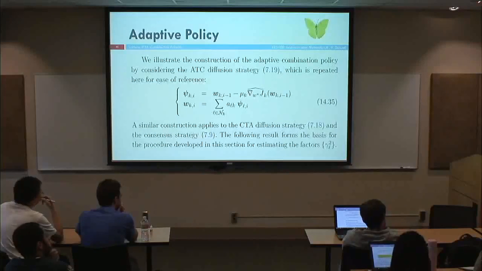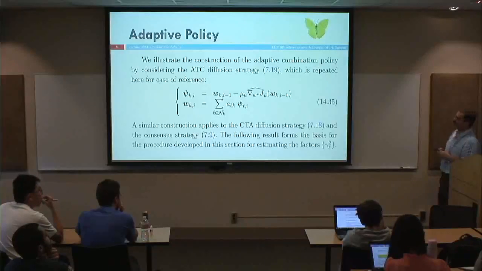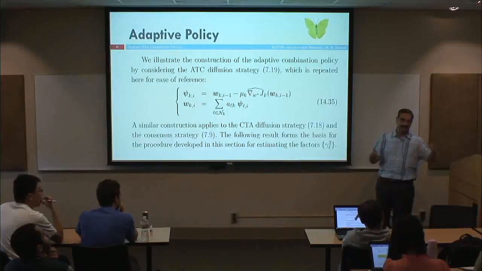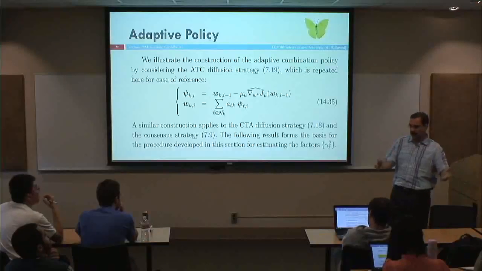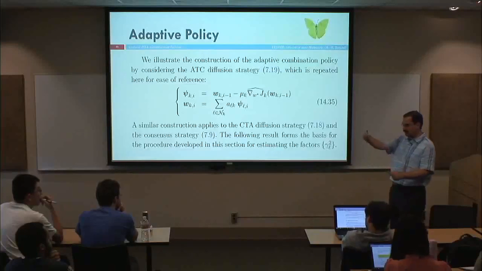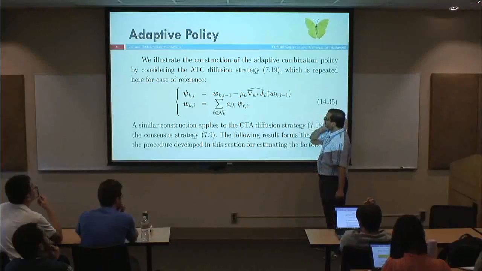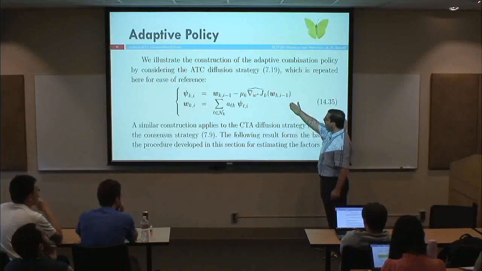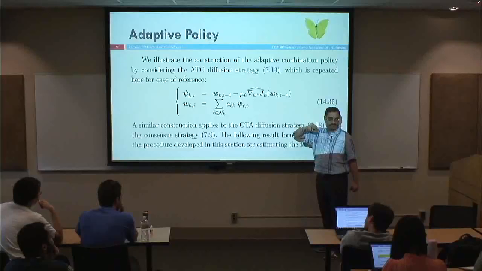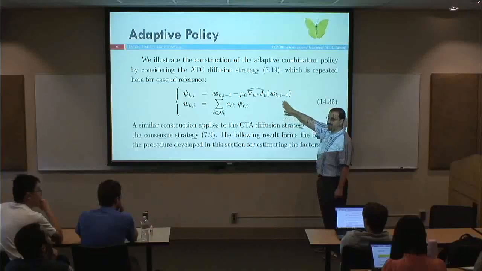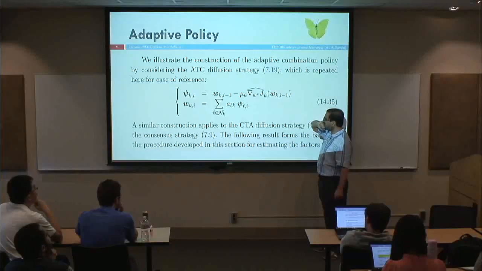Okay, very good. So let's again talk about ATC. You can repeat the analysis; similar conclusions will hold for CTA and for consensus. So this is my problem now. I have a distributed strategy running over my network, and this is the general case.